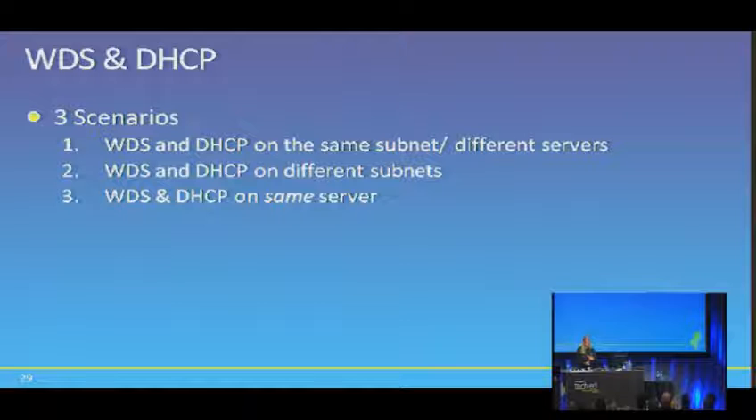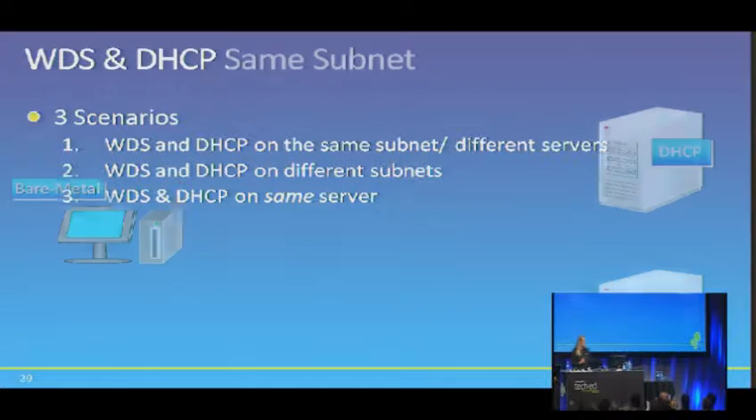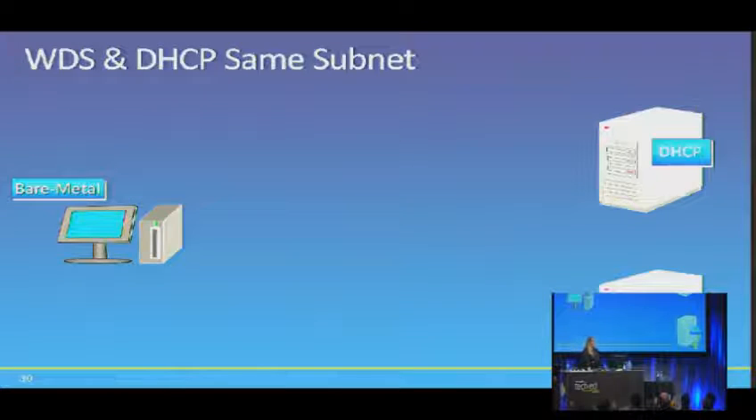WDS and DHCP on the same subnet, different servers. Both of them on different subnets. And then both of them on the same server. Different configuration parameters. Let's take the first one. On the same subnet, but they're on different servers.